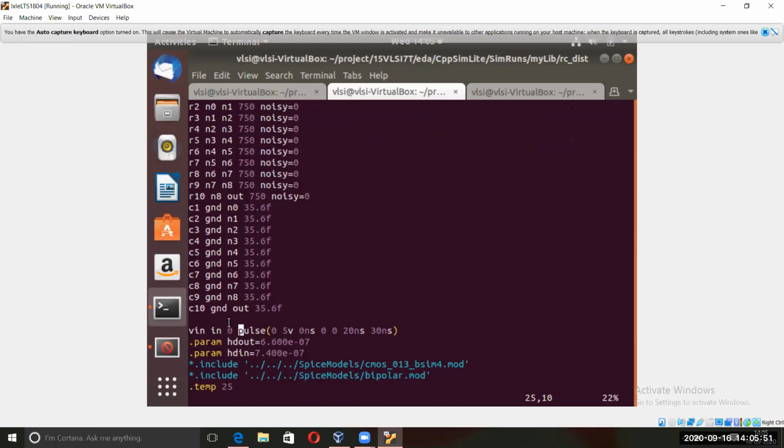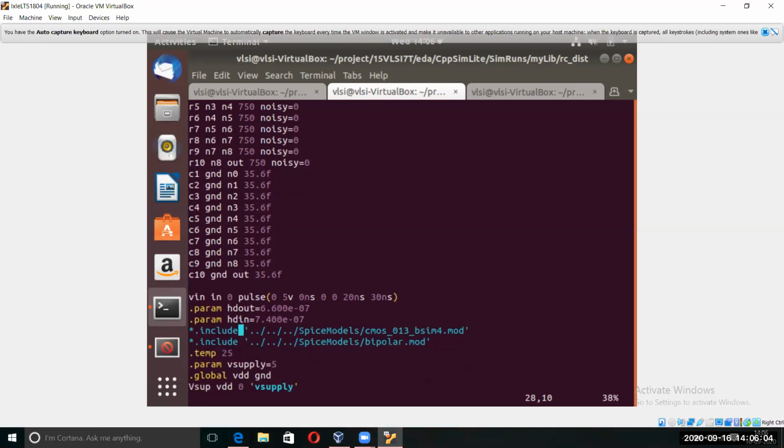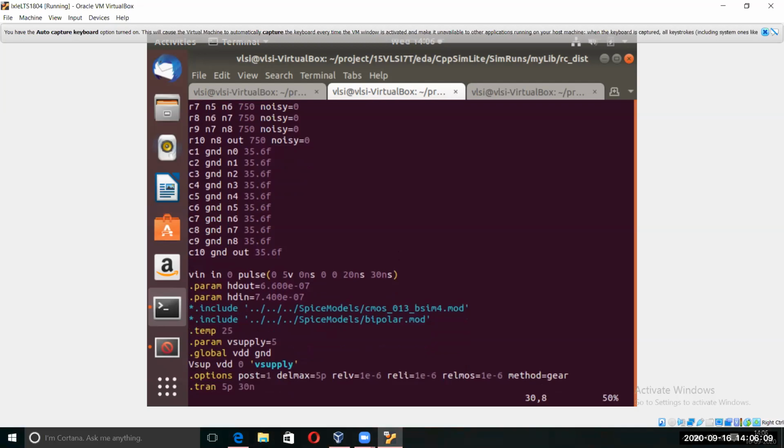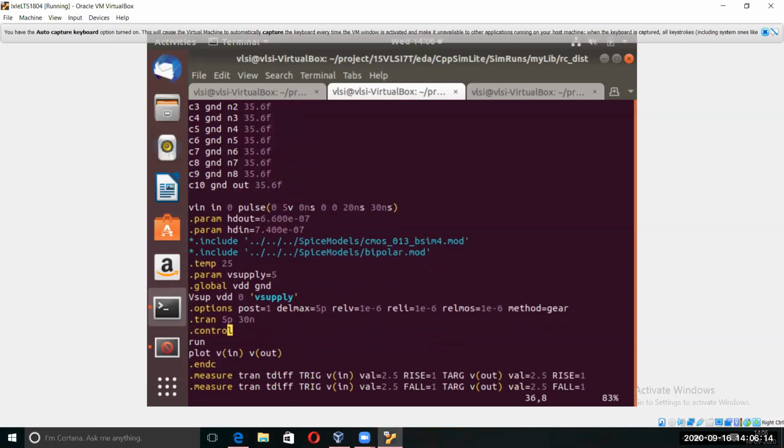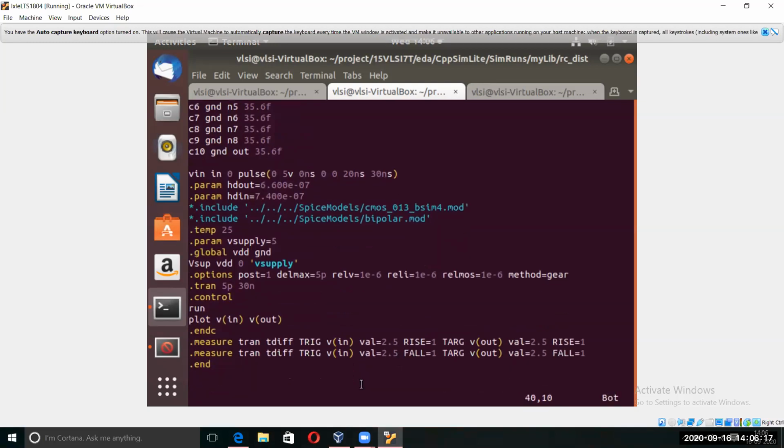Same thing. Here I have taken the period as 30 and width 20, rise time and fall time 0, delay 0. Comment this line because we are not interested in it, and 5 volts. Any voltage you can give, it doesn't matter. This one you understood, 50% to 50%, so 2.5, 2.5. If it is 3, then 50% will be 1.5, 1.5.